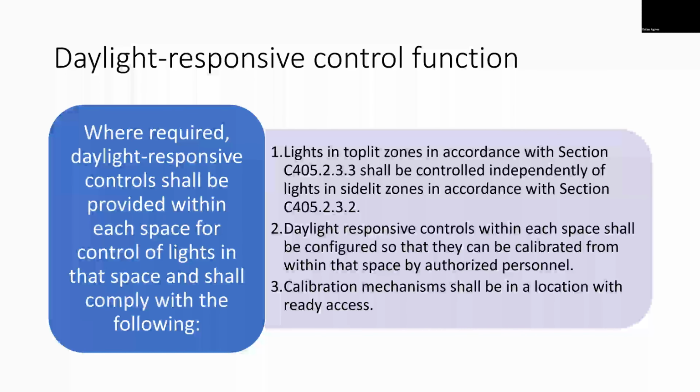And then daylight responsive controls. So lights in top-lit zones shall be controlled independently of lights in side-lit zones in accordance with their section. Daylight responsive controls within each space shall be configured so that they can be calibrated from within a space by authorized personnel. Calibration mechanisms shall be in a location with ready access. So basically, facility staff or whoever shouldn't have to dig around or do any construction work to calibrate the lights.